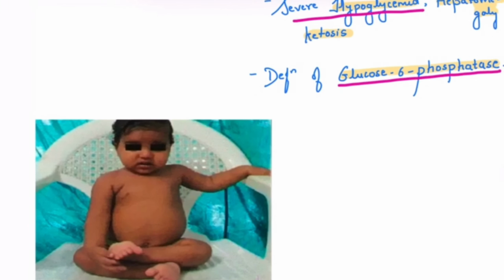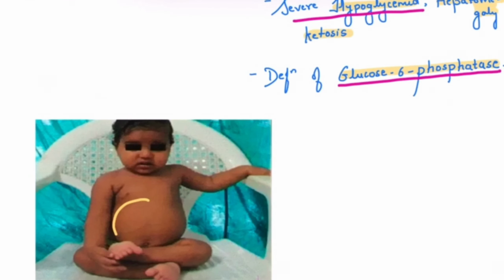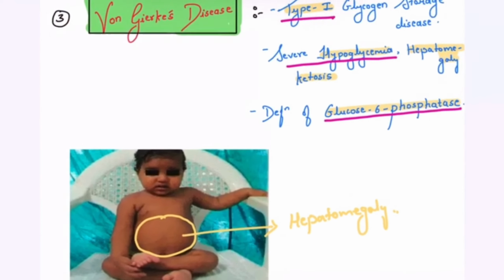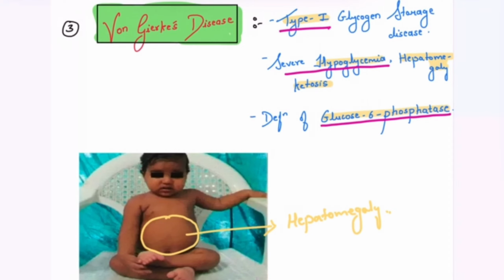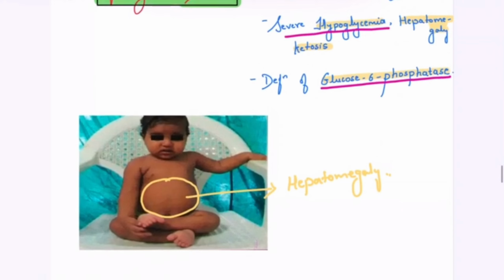Here is the image of this child. You can see here the abdomen is bigger, so we can suspect hepatomegaly. It is very easy to suspect it, so it is very easy to understand.